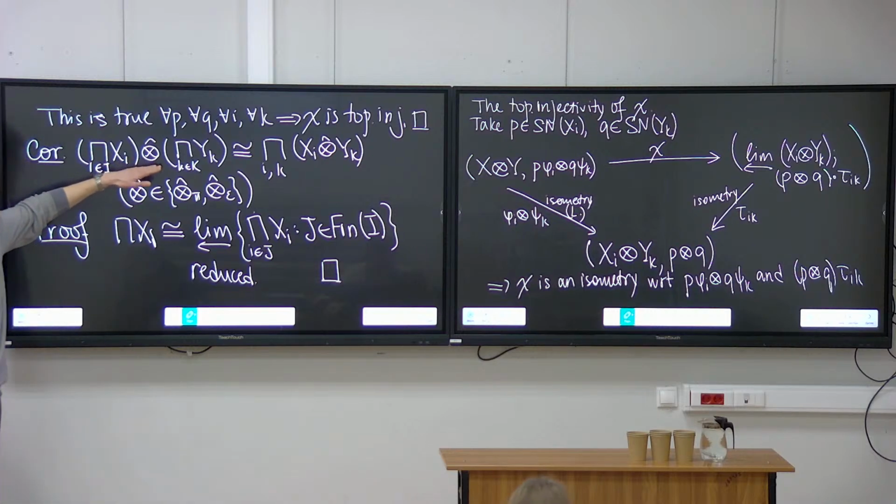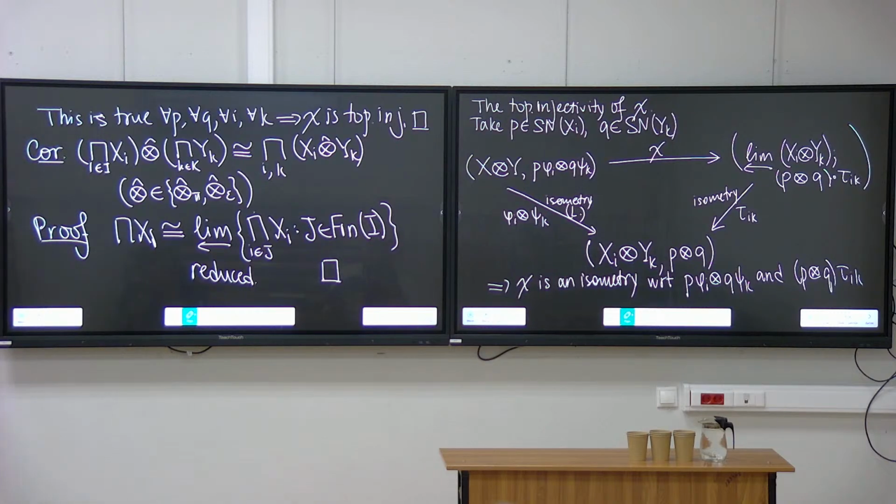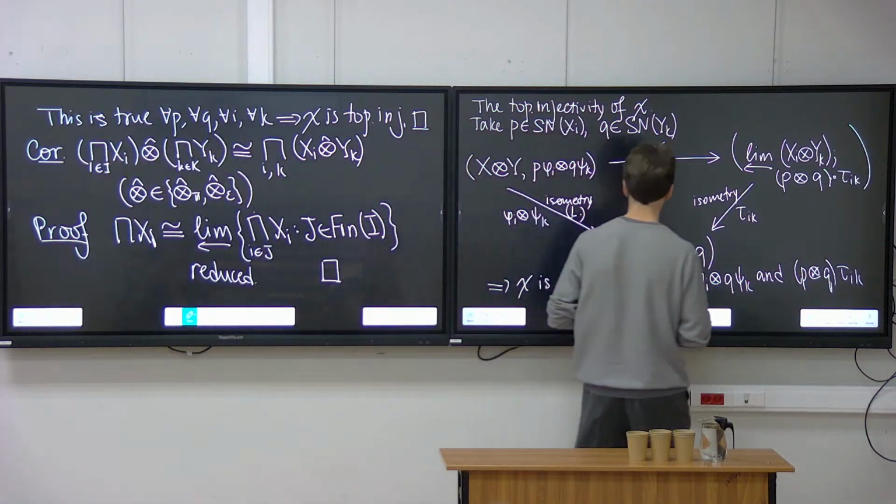And I'd like to stress once again that this is false for the algebraic tensor product. So in some sense, the projective and the complete projective and injective tensor products, in some situations, behave better than the algebraic tensor product.